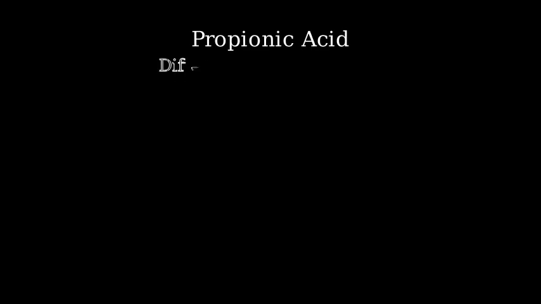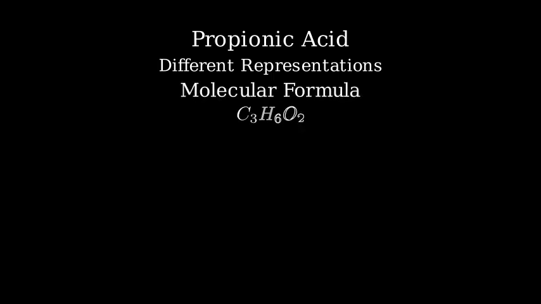Let's explore different ways to represent propionic acid, an important organic compound. We'll look at its molecular, structural, and skeletal formulas. Let's start with the molecular formula. This shows us that propionic acid contains 3 carbons, 6 hydrogens, and 2 oxygens.